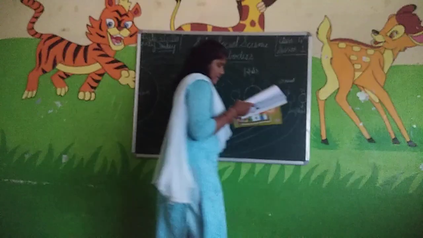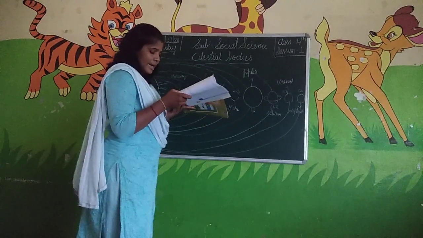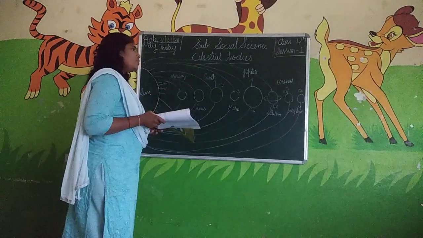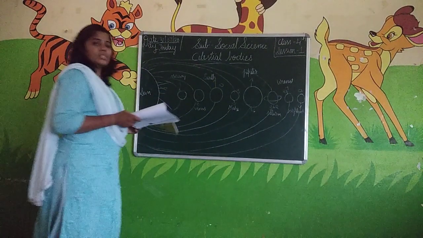Okay, how many satellites does Neptune have? 13 satellites. And it is also the coldest planet. Let us revise once again.